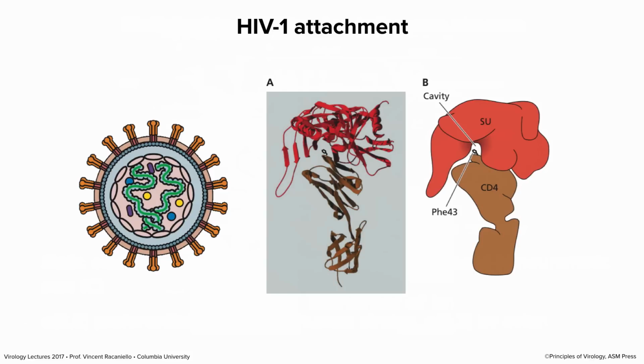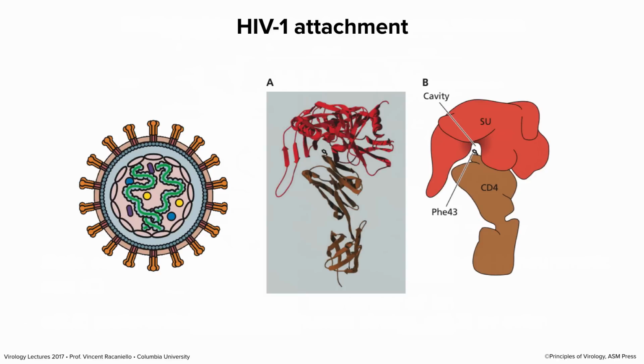Another enveloped virus that we'll talk a lot about in this course is HIV-1, shown on the left. This is a retrovirus, but it's enveloped. The genome is packaged in a capsid inside, but it's surrounded by a membrane which is embedded with glycoproteins. And this glycoprotein is called variously GP120, or SU, I will be referring to it as, binds to a cell receptor called CD4. In the middle is a structure of the CD4 receptor shown in brown with the glycoprotein of the virus, which is shown in red.